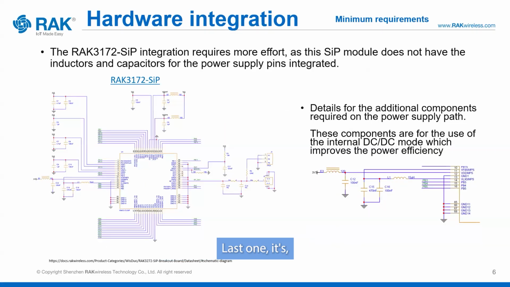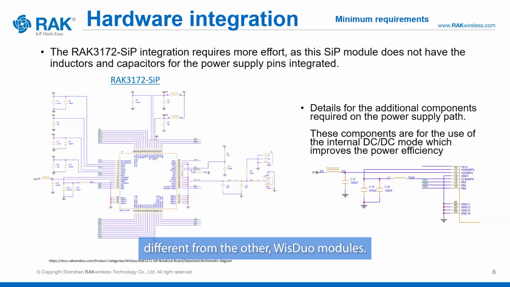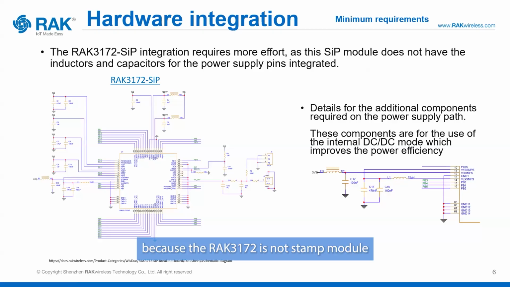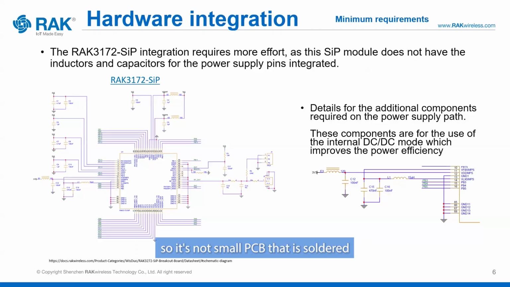And the last one is our RAK3172, which is different from the other WisDuo modules I mentioned up to now, because the RAK3172 is not a stamp module, so it's not a small PCB that you solder on top of a custom PCB. This one is a SiP module, more like a chip.